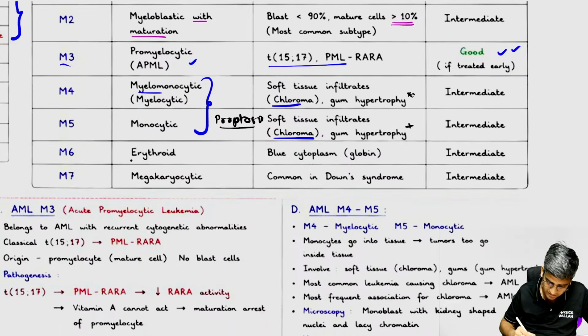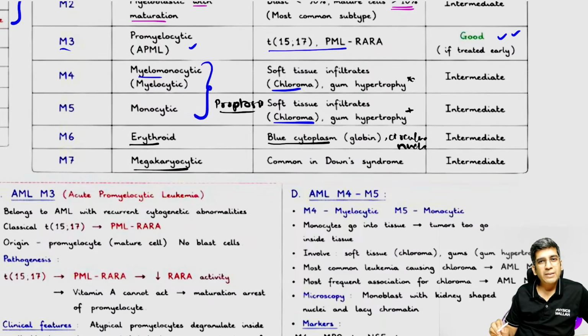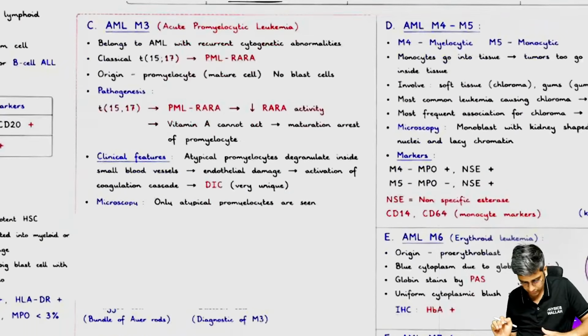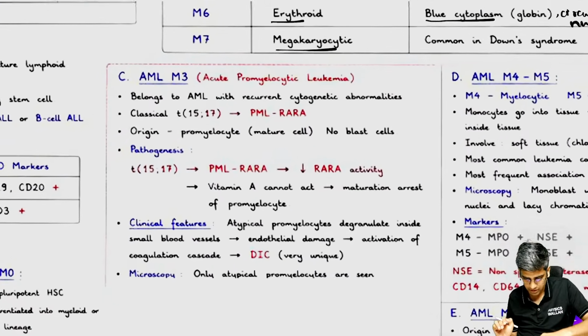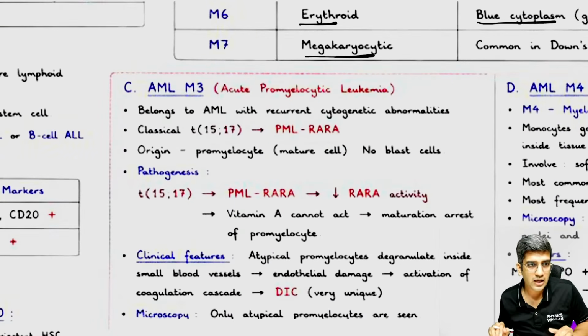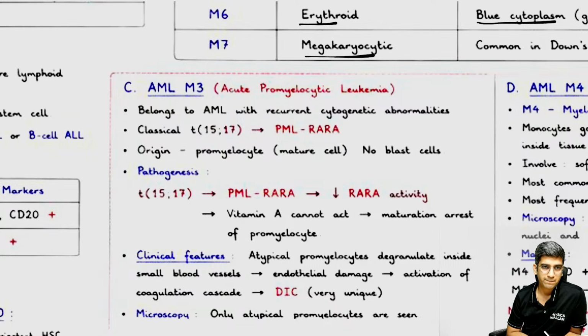Okay. M6, erythroid neoplasm. Very bluish cytoplasm because of the globin and has very, very circular nuclei. Very classical. Megakaryoblast, AML M7, common in Down syndrome, commonly seen in children, and they'll have blebs in the cytoplasm, fine. And the most important thing for us is your AML M3. We'll look at all of them, but I'm going to concentrate much more on AML M3 alone, right? Acute promyelocytic leukemia. Because here, everything here is unique.